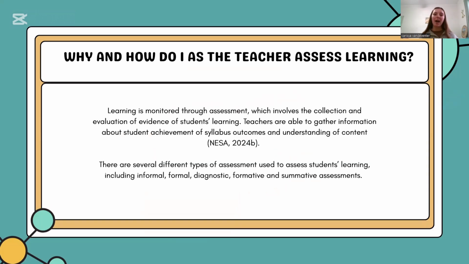Why and how do I, as a teacher, assess learning? Learning is monitored through assessment, which involves the collection and evaluation of evidence of students' learning. Teachers are able to gather information about student achievement of syllabus outcomes and understanding of content. There are several different types of assessment used to assess students' learning, including informal, formal, diagnostic, formative, and summative assessments.